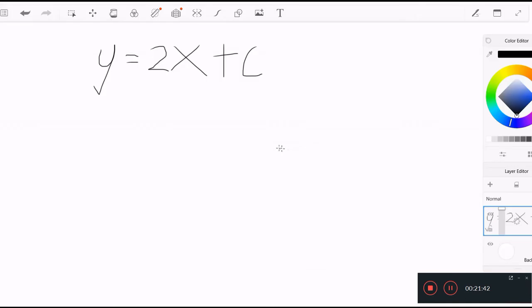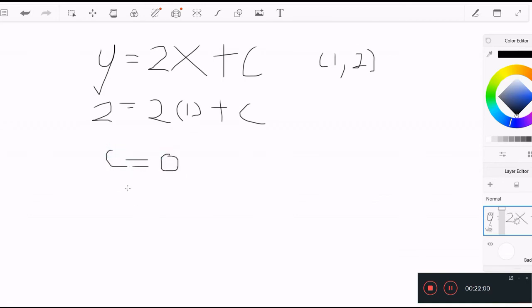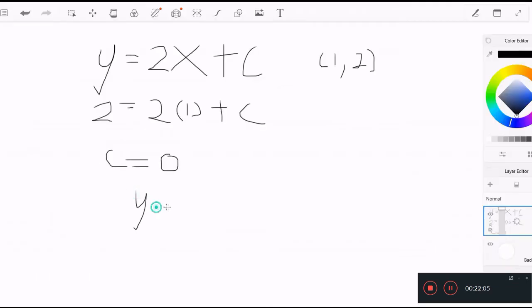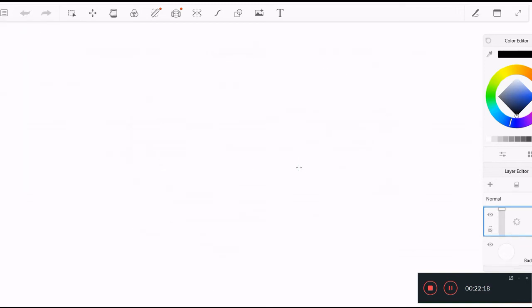I got the point over here, so I just substitute using (1, 2). So I will get 2 equal to 2 times x, where x is 1, plus c. So c is 0. So for this case, the straight line equation is y equal to 2x plus 0, and you get y equal to 2x. Just very simple. For another case, I'll show another example, which is this one.